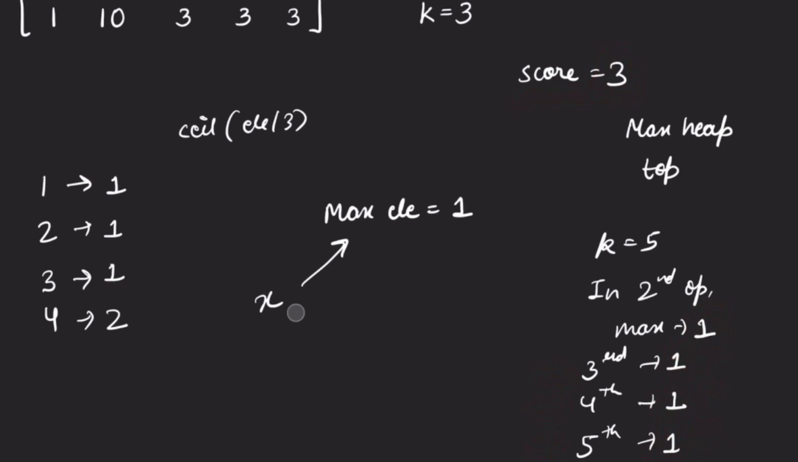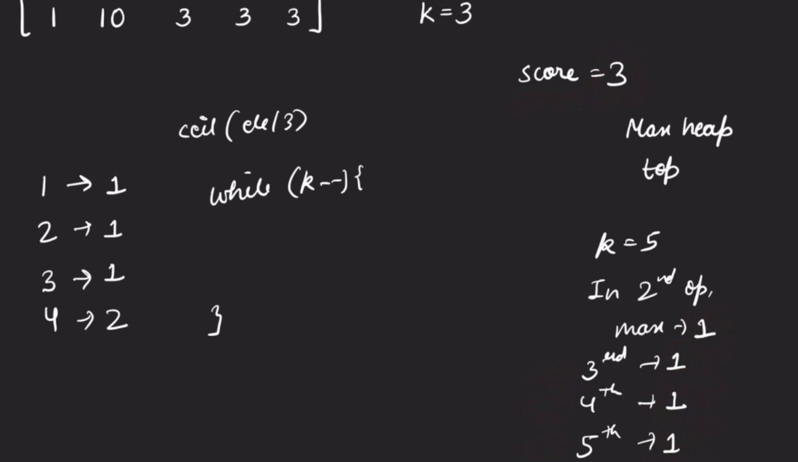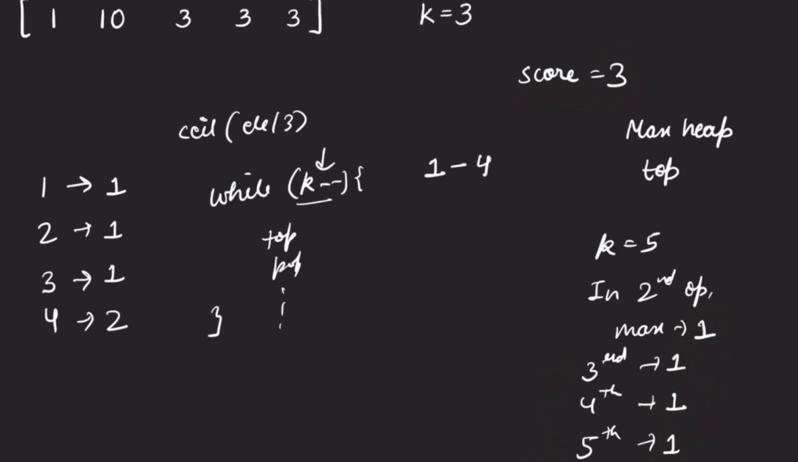And then how will you get the remaining number of operations? When you apply the operations, we will do it like this: while k minus minus, then inside that you take the top element, then pop it and so on, right? When you are doing the first operation, the value of k will be 4 because you have done k minus minus and initially k was 5. In the second operation, it will be 3. In the third operation, it will be 2. In the fourth operation, it will be 1. And in the fifth operation, it will be 0.